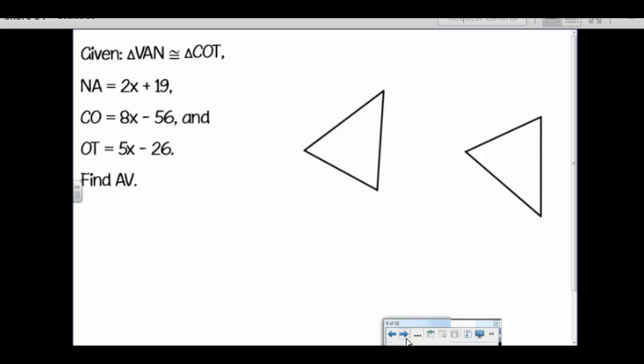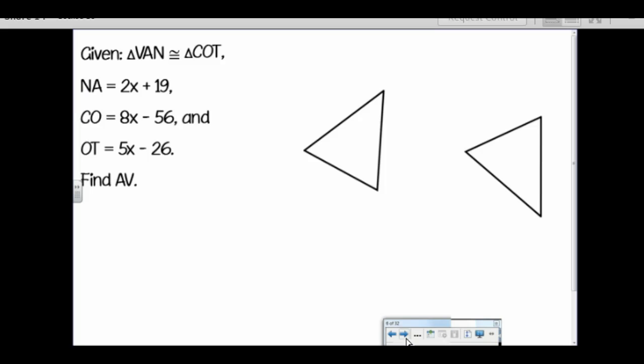Next one, given triangle VAN is congruent to triangle COT, NA is 2x plus 19, CO is 8x minus 56, and OT is 5x minus 26. Same situation, except now you're dealing with sides and not angles. Find the distance from A to V. Find the length of segment AV. Go.